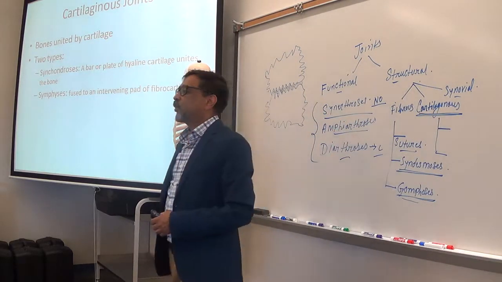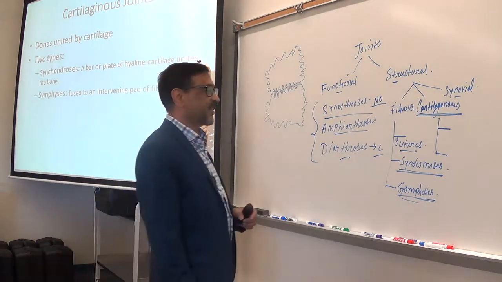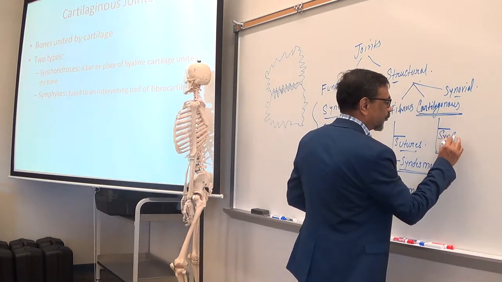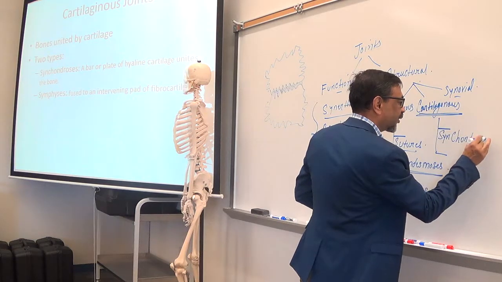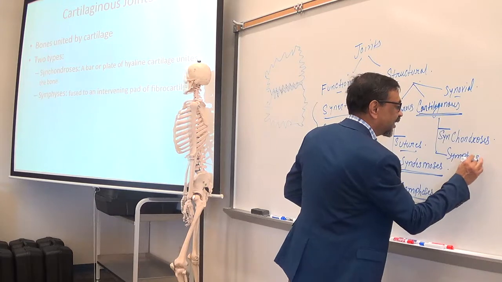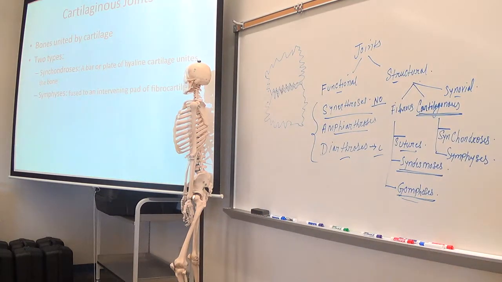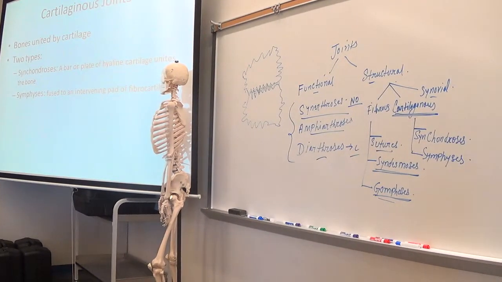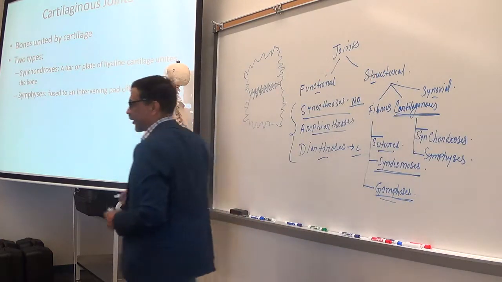Cartilaginous joints are of two types, synchondrosis and symphysis. So if you write down this classification, this will be very helpful. In one place you have the whole classification here. So just write it down as I have shown you here.